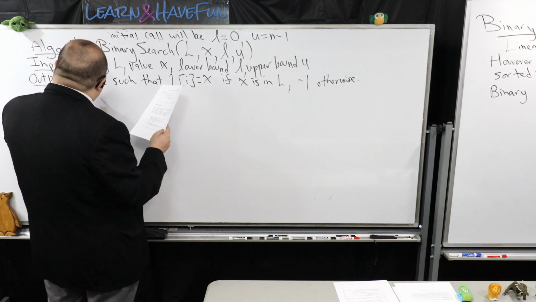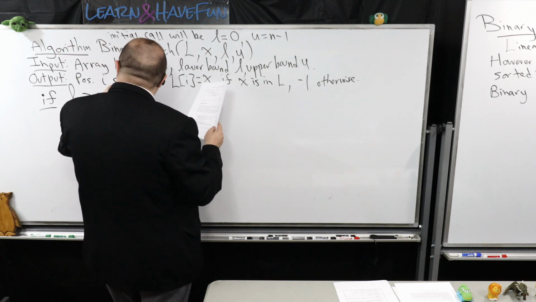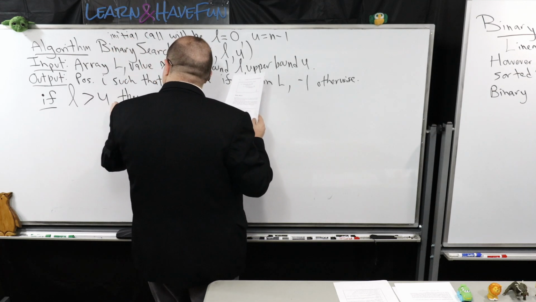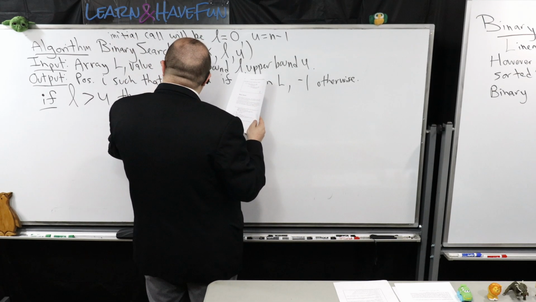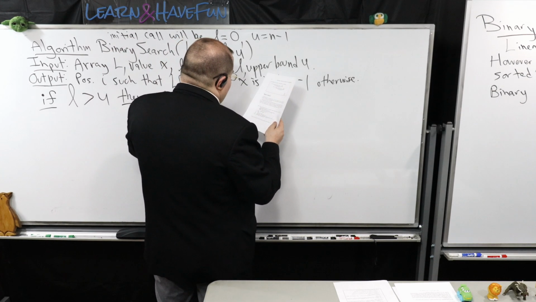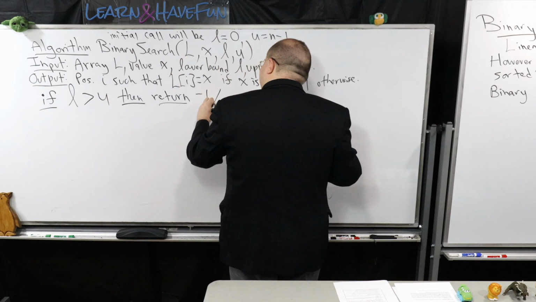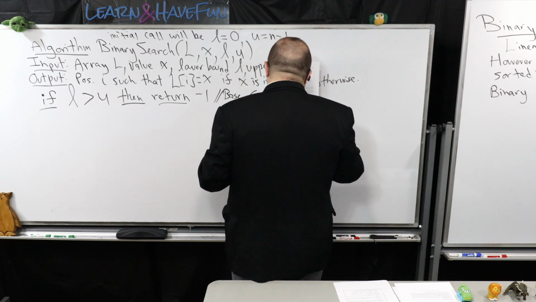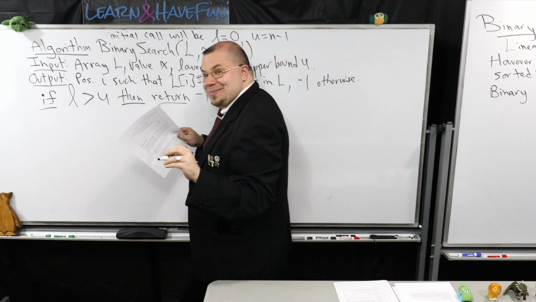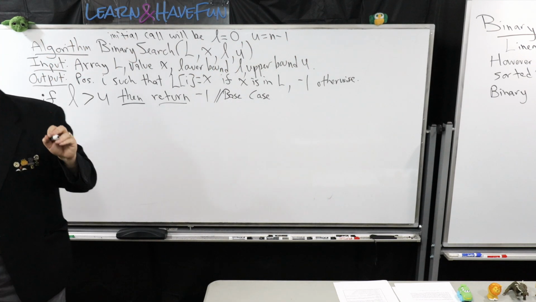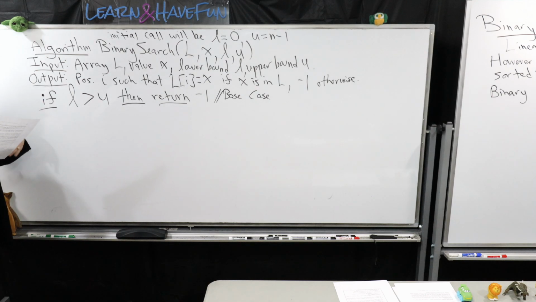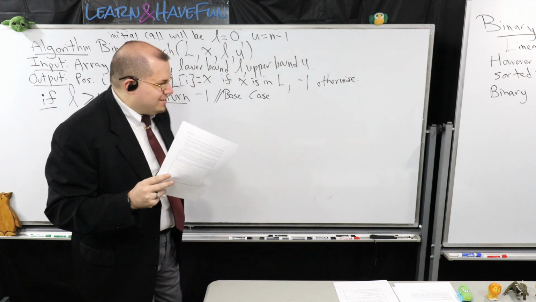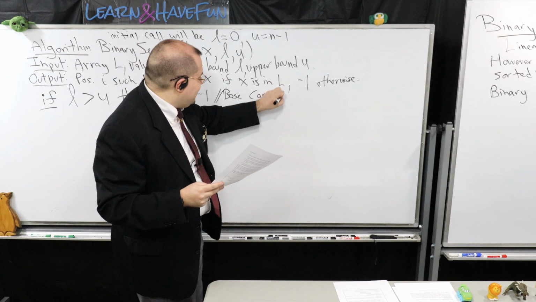So if L is greater than U, which is when the interval crosses over itself, you just return -1. So this is your base case right here. So that's one base case. Just to be very clear, there are technically two, but in binary search it's easier for me to break it up into these two pieces. So this is base case number 1.